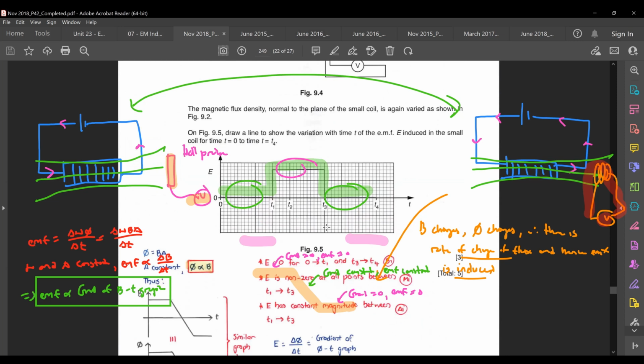Okay, right. So this covers the part where you're talking about graph plotting and EMF calculation. The next part of your past years will normally deal with your state and explain questions. This is where sometimes the difficulty in the chapter comes from.